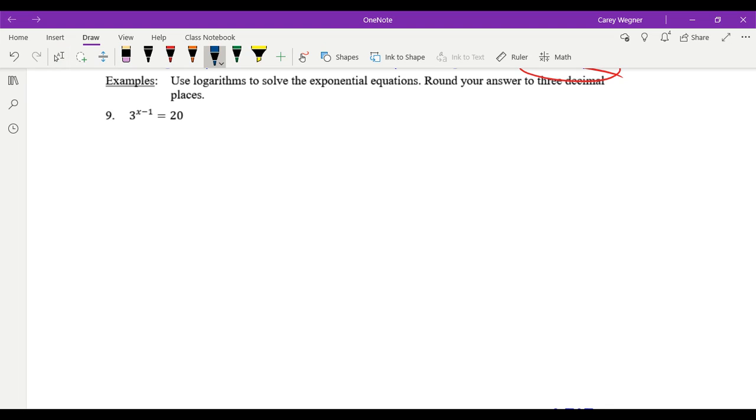So we will begin by rewriting this in logarithmic form. Because I have a power equal to a number, I can jump right to that and say log base 3 of 20 will equal my exponent, x minus 1. And then it's just a matter of getting the x by itself as I add 1 to both sides of the equation. But here we need to be careful. So we have log base 3 of 20 plus 1 is equal to x. This is a correct answer.